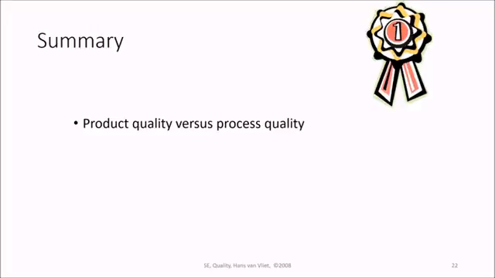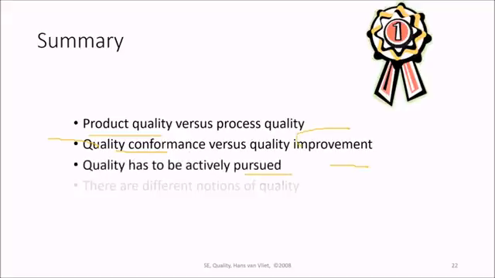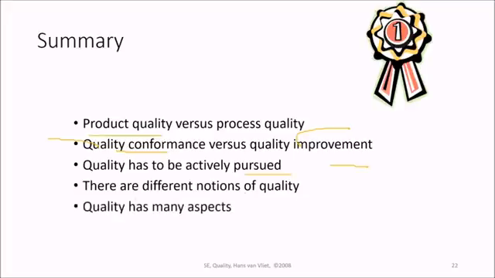So we summarize by saying that there is a difference between product quality and process quality, between quality conformance and quality improvement. Quality conformance is different, quality improvement is different, and quality has to be actively pursued. It is not an afterthought. And there are different notions of quality, as we have seen. Quality has many aspects, right from satisfaction to conformance, and quality is really hard to measure.